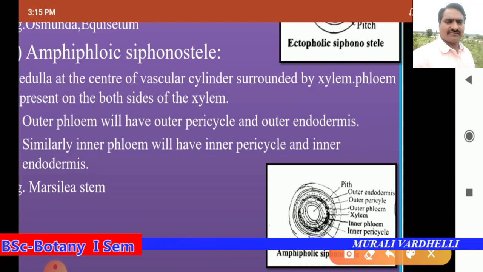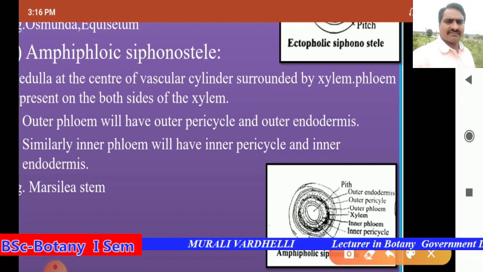So on both sides of the xylem, on the outer side there is outer phloem, surrounded by the outer pericycle and outer endodermis. On the inner side of the xylem, there is inner phloem, surrounded by the inner pericycle and the inner endodermis, and in the middle of the vascular cylinder, pith or medulla is present.